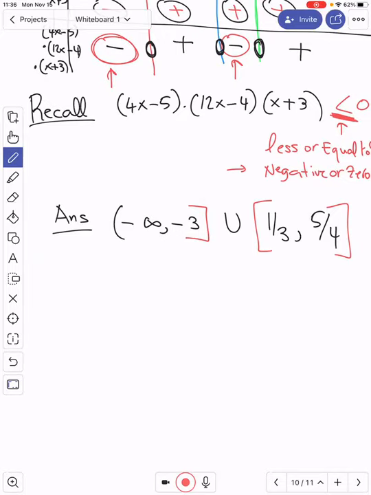So then I guess I'm going to talk a little bit about rational inequalities. Now, what about rational ones? The idea is going to be the same.